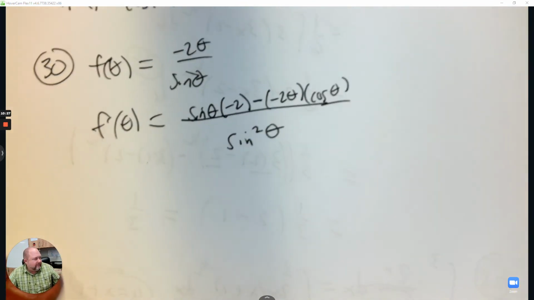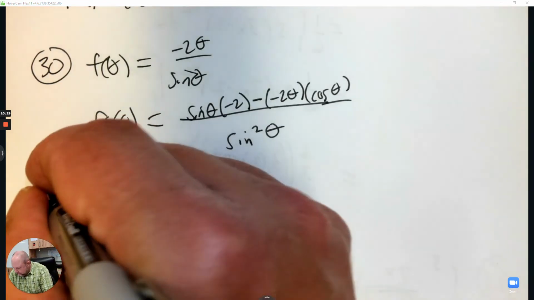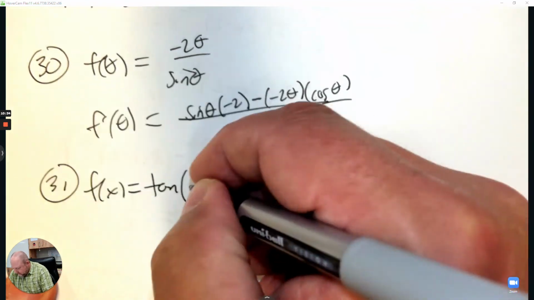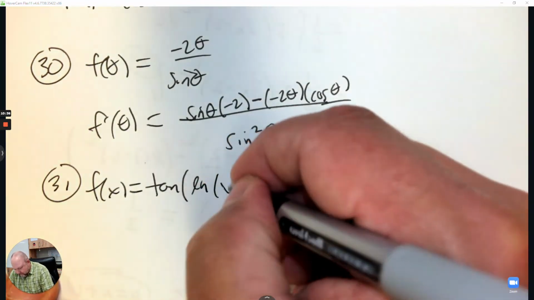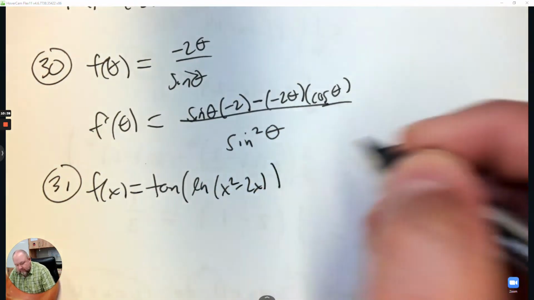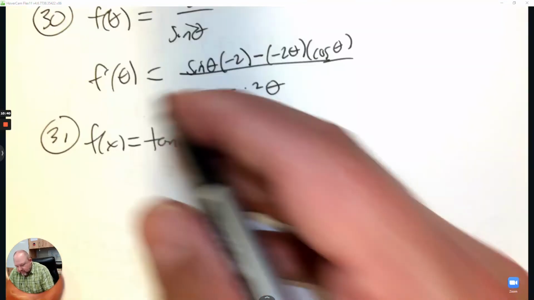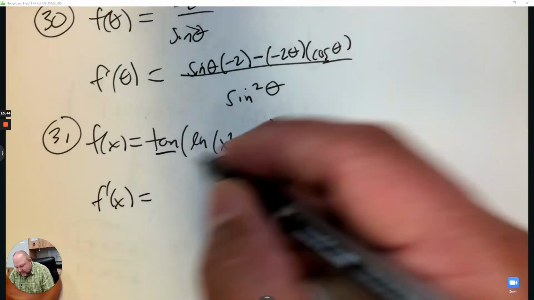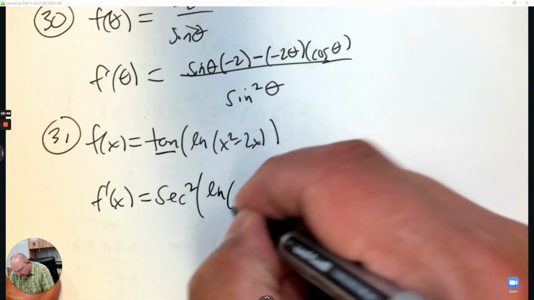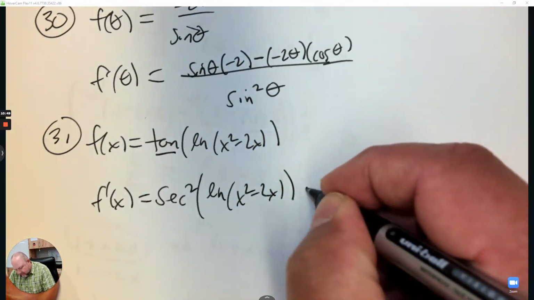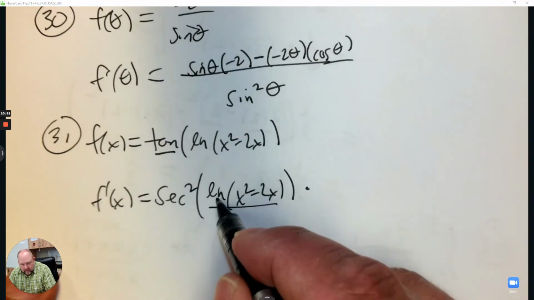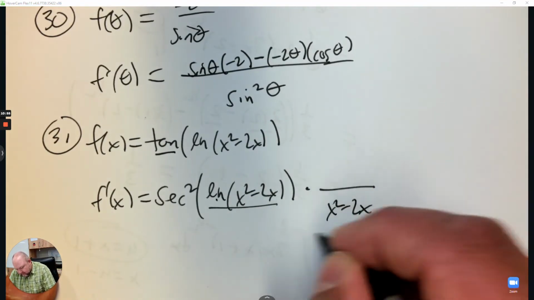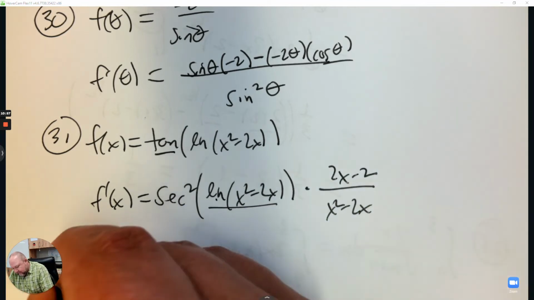Number 31. In this situation, we're going to follow the hooks. So first of all, the derivative of tangent is secant squared, and then I copy. Then inside the parentheses is a logarithm. That's a fraction. What I see goes in the denominator, and the derivative of that goes in the numerator.